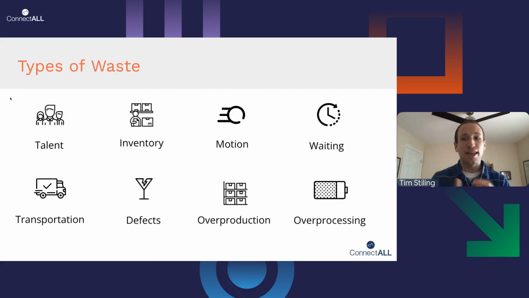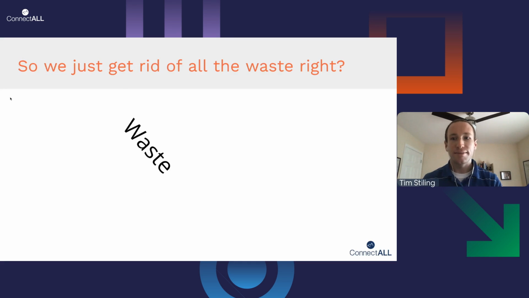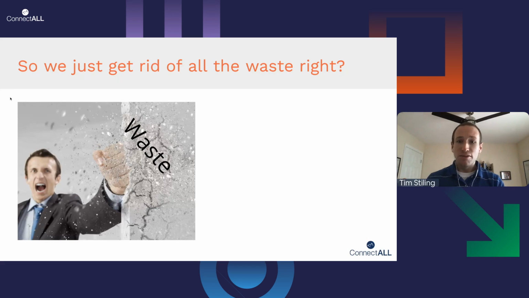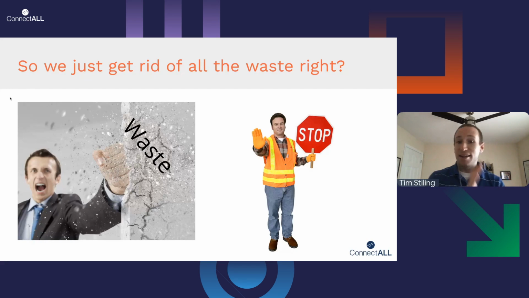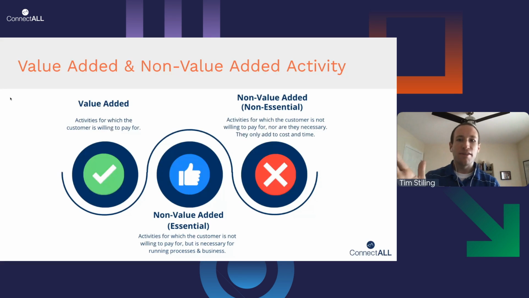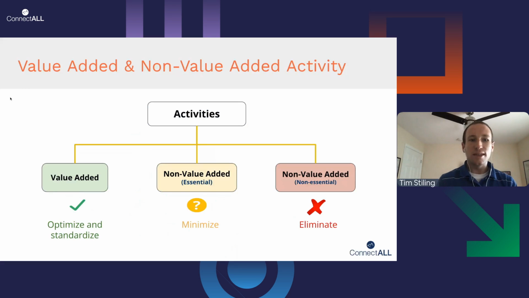There's a number of different types of waste. As an example, if you've got 4 people that for 4 hours a day are waiting around and not able to do any work, that's talent waste. But we can't just get rid of all the waste because that could have a negative impact on the rest of the value stream. We have to classify them by value added, non-value added essential, and non-value added non-essential. And by doing so, we can then determine whether we want to optimize it, minimize it, or eliminate the waste.